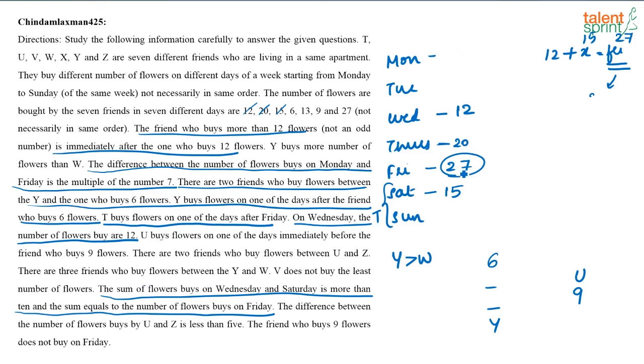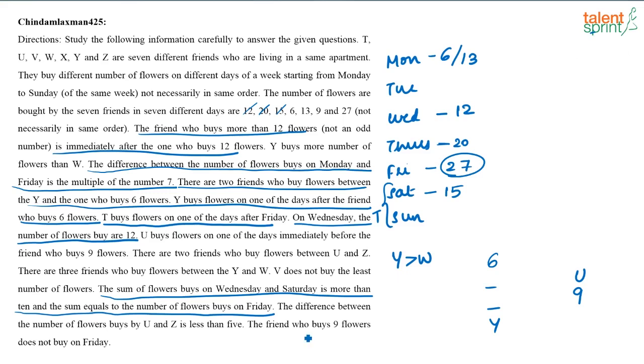If 13 flowers are bought on Monday, 27 minus 13 is 14. So 14 is also a multiple of 7. So either 6 can come here or 13 can come here. Now can 9 come? 9 cannot come, right? 27 minus 9, no, that's not a multiple of 7. So Monday it has to be either 6 or 13. Okay, so that is also fixed.